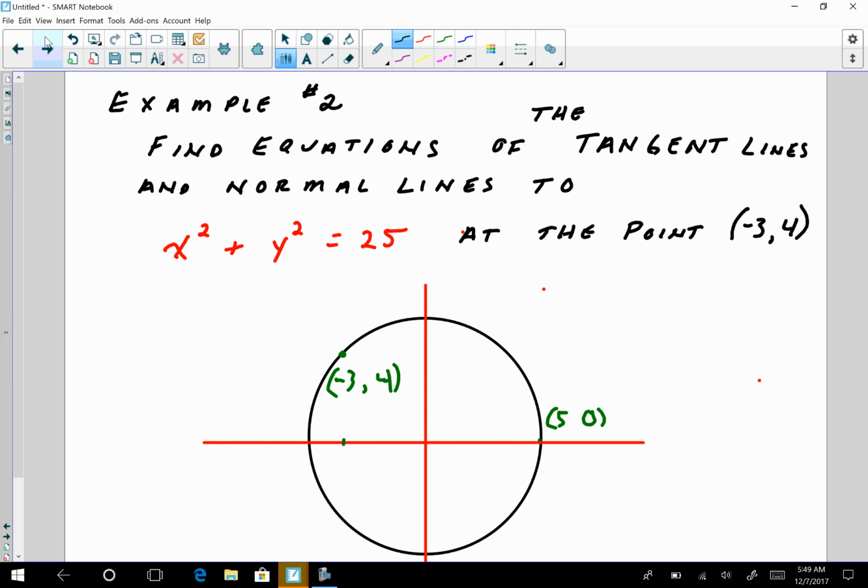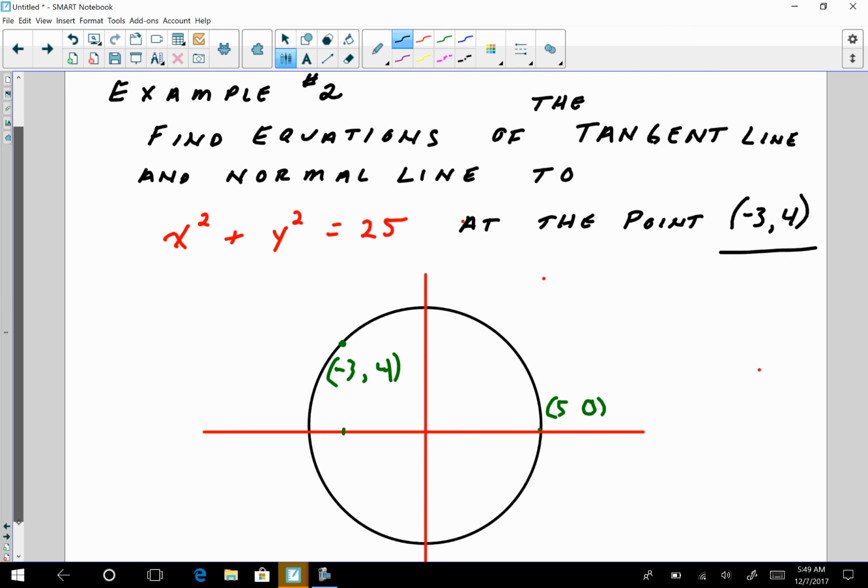The problem asks me, find the equations of the tangent lines and the normal lines to x squared plus y squared equals 25 at the point negative 3, 4. To make this grammatically correct, there's only going to be one tangent line, and there's only going to be one normal line if I'm only talking about one point, as I am.